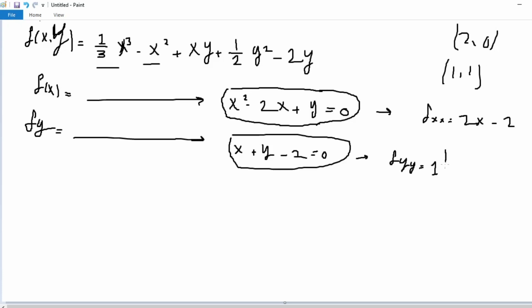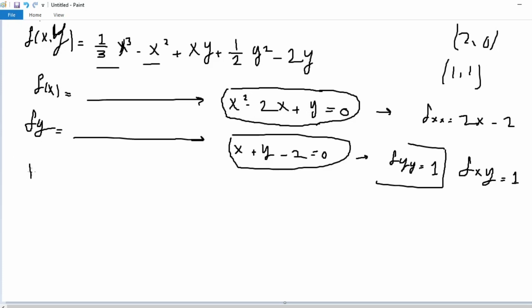So let's find f with respect to x with respect to y. Here, taking x with respect to y, there is only one y and it's going to be equal to 1. If you take this equation with respect to y, every x here is going to be 0. What's left for the y here? So the answer is 1.